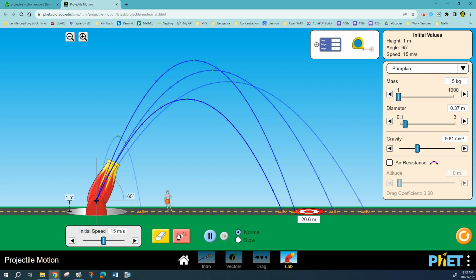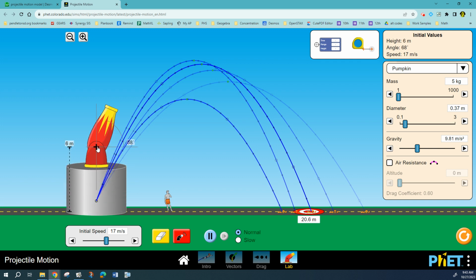What do you think? Speed is 17 and angle is 68. Okay, 17. We're going to go up to 68. Oops. Oh, man, look at that. Pretty good. All right.